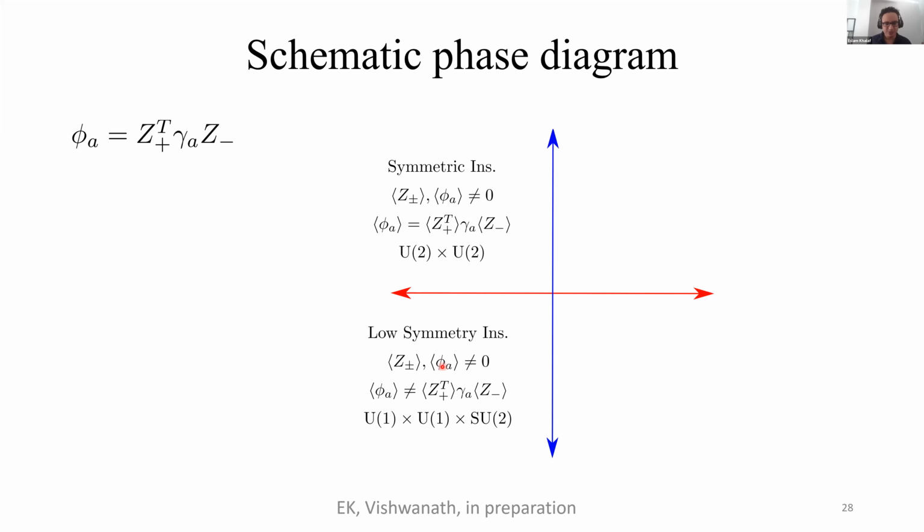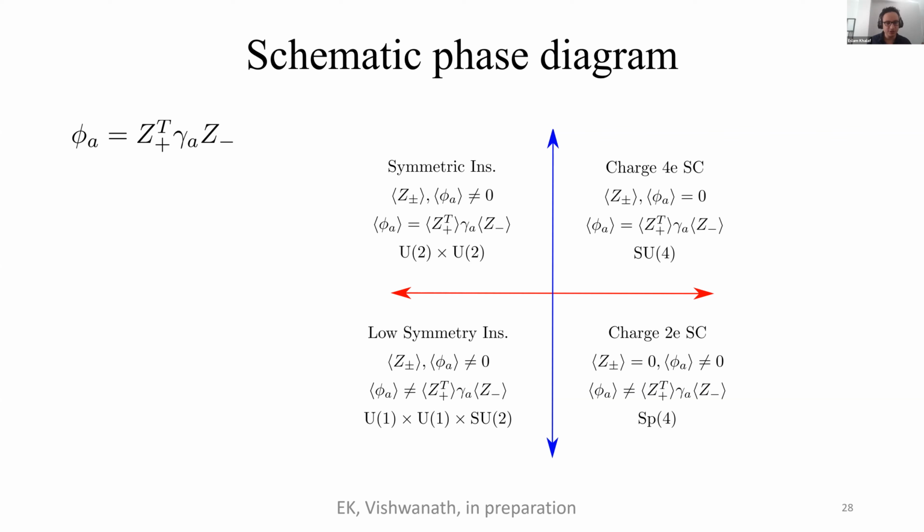This one is the insulator I have been talking about for most of the talk, so it has a U2 times U2 symmetry. But this is also a possible insulator that has a lower symmetry. And it's actually important to keep it to understand this full phase diagram. Now let's see where the superconductors lie. And so the charge 4e and the charge 2e superconductor can be seen here.